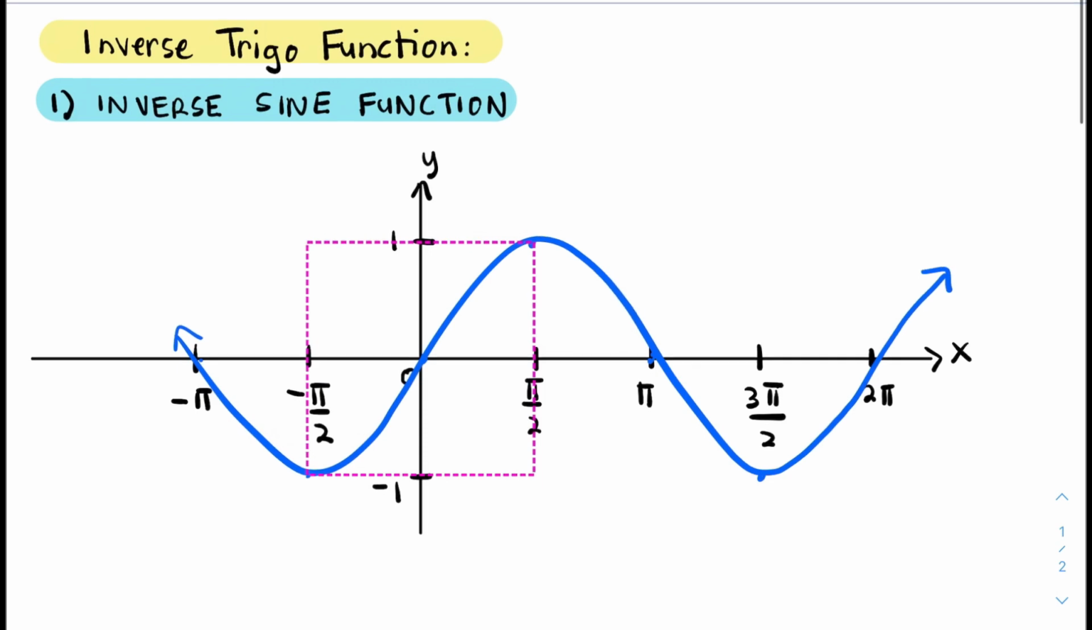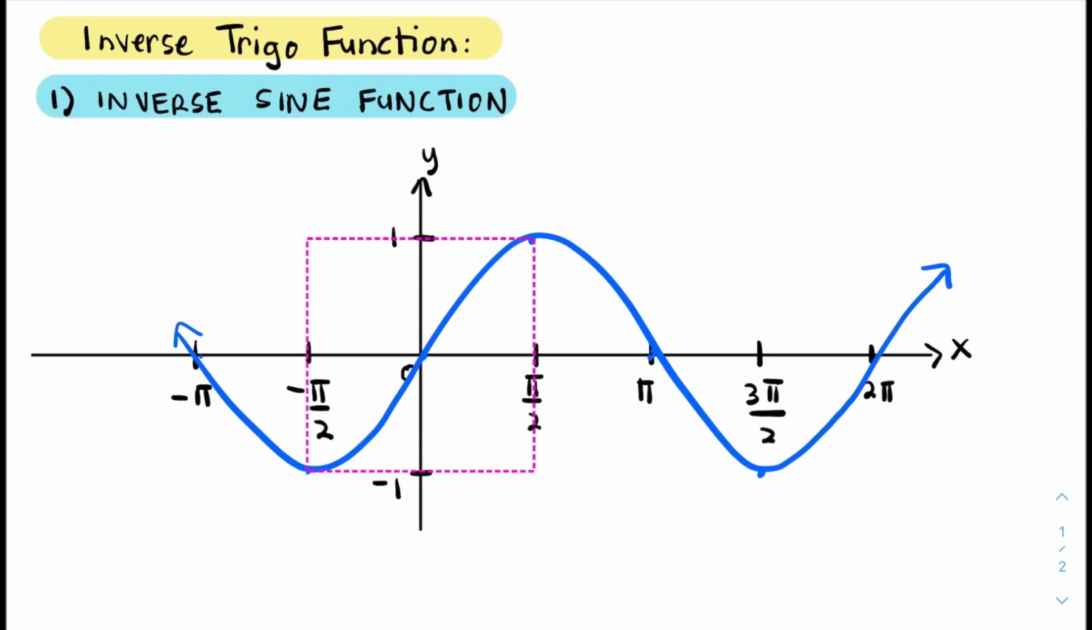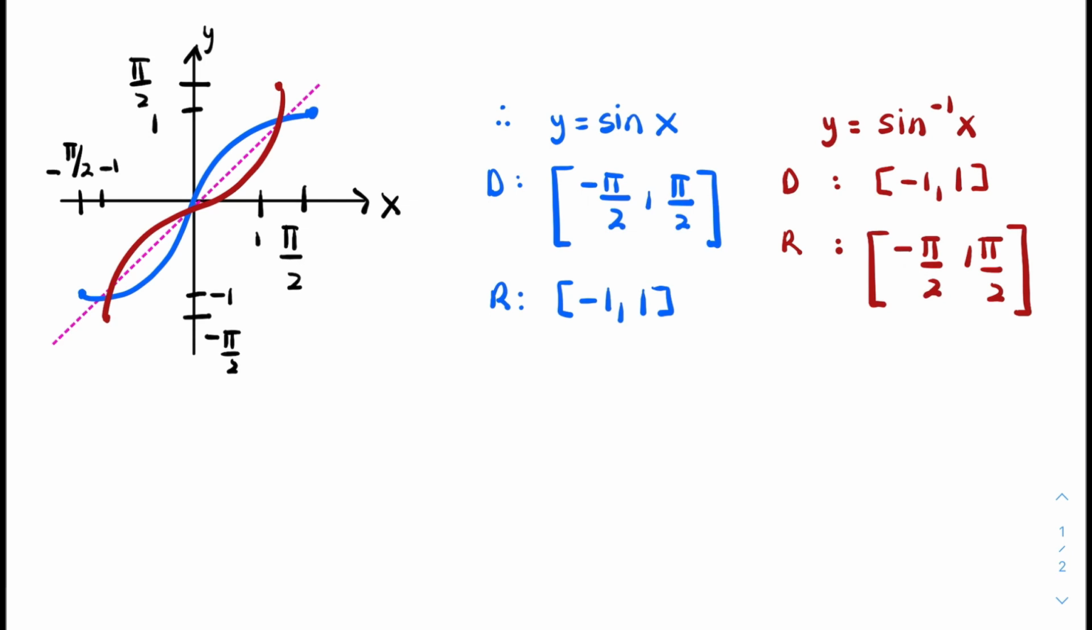If we take this to be y equals sine x, we will have a smaller graph, which I have already cut and pasted, looking like this. The blue graph is the part you cut off just now. You have the graph of y equals sine x, with the domain restricted from negative pi over 2 until pi over 2.